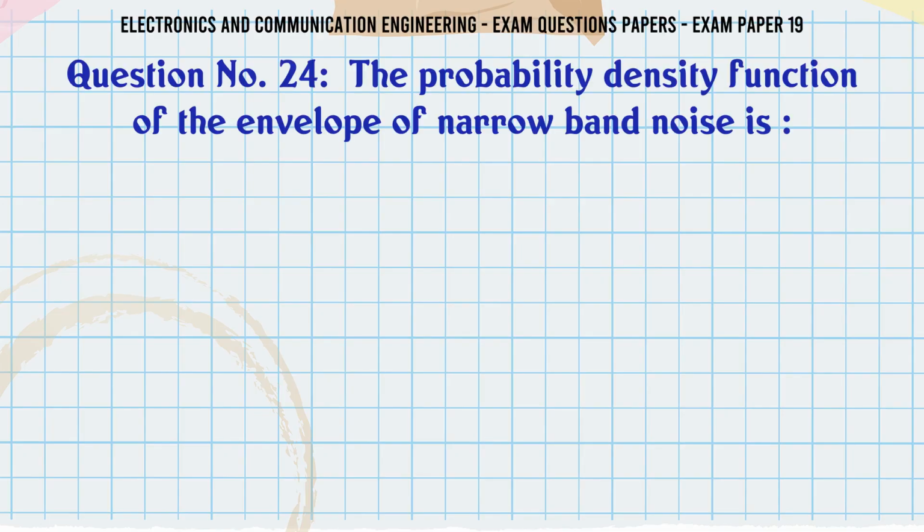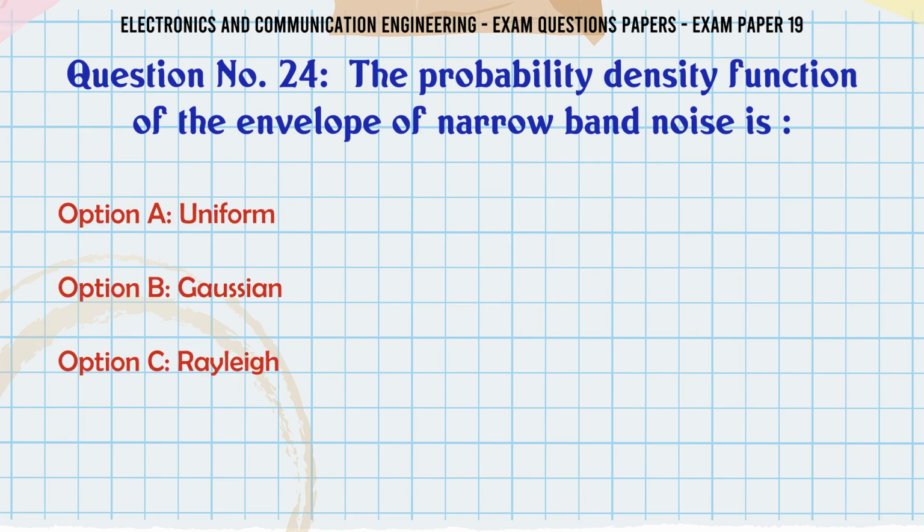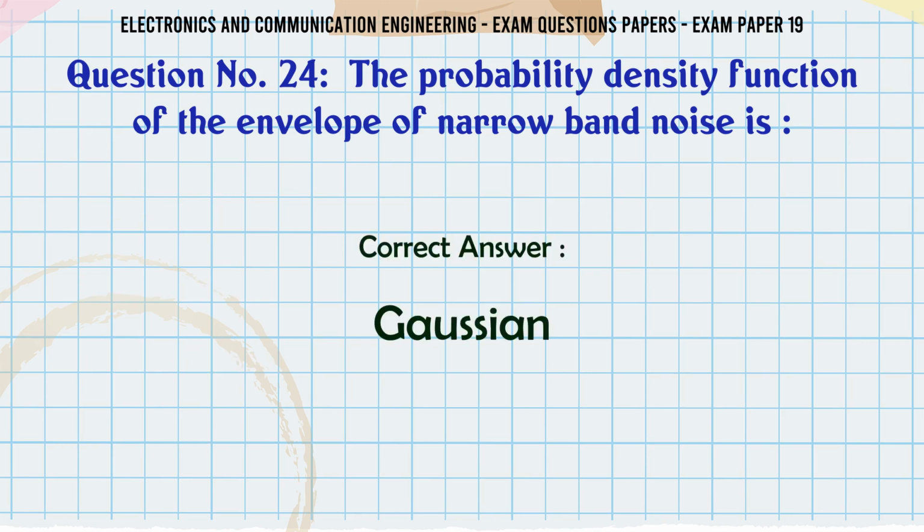The probability density function of the envelope of narrowband noise is A. Uniform, B. Gaussian, C. Rayleigh, D. None. The correct answer is Gaussian.